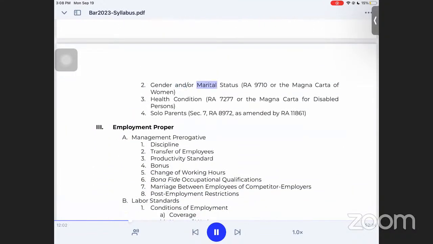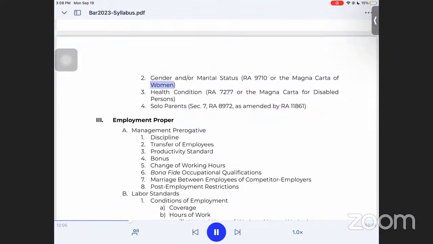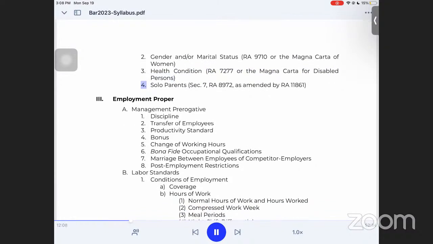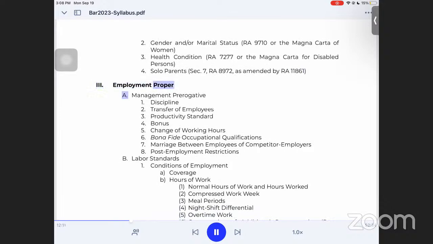2. Gender and/or marital status, RA 9710 or the Magna Carta of Women. 3. Health condition, RA 7277 or the Magna Carta for Disabled Persons. 4. Solo parents. Sec. 7, RA 8972, as amended by RA 11861. 3. Employment proper. A.